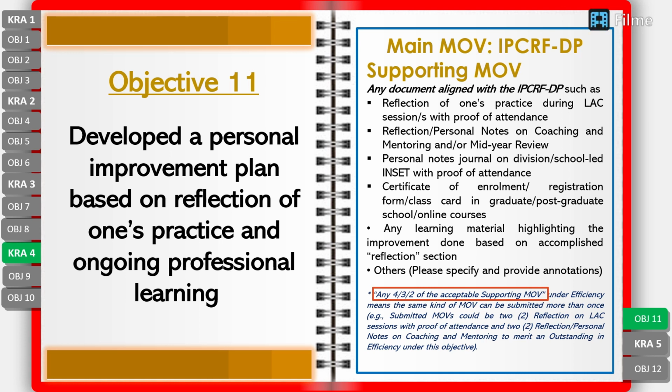Ang attachment ko sa objective na ito ay dalawang reflection of one's practice during LAC session with proof of attendance. Isang personal notes journal on division school-led inset with proof of attendance. At isang certificate of enrollment in a graduate or postgraduate school.